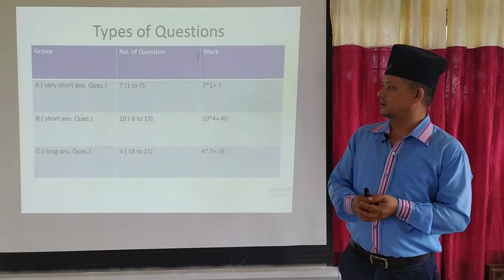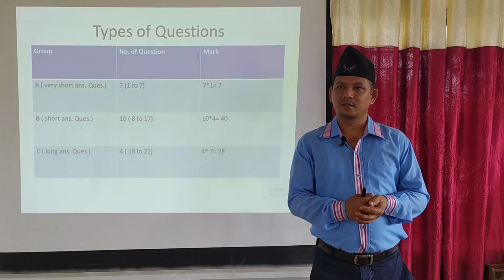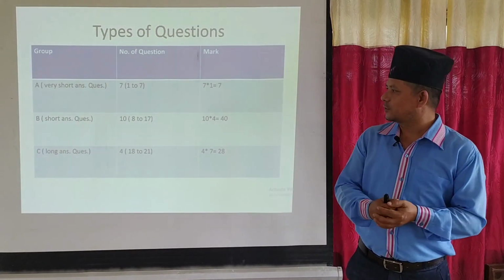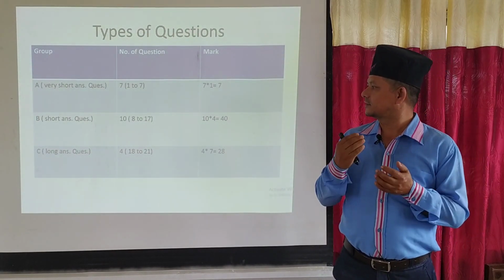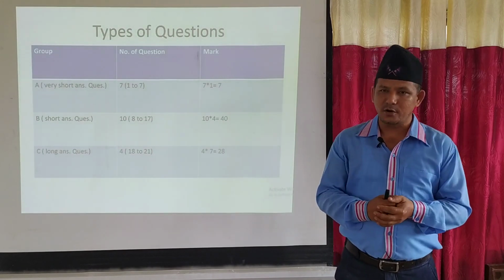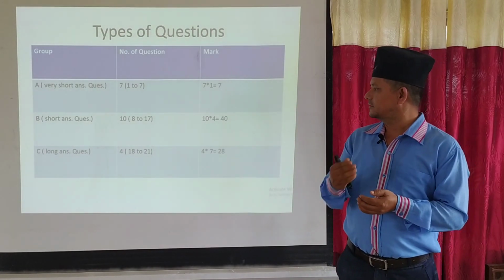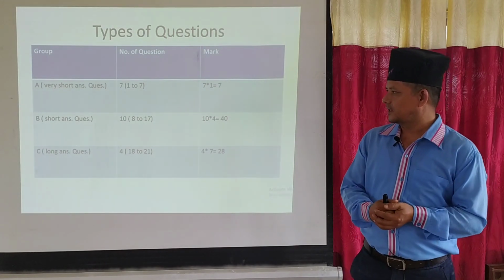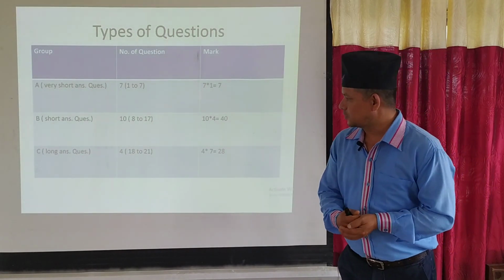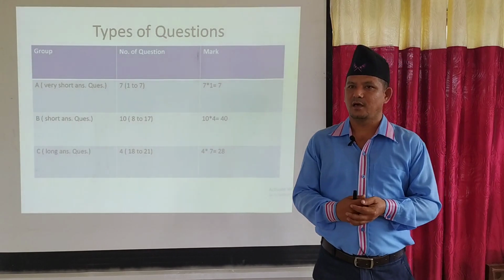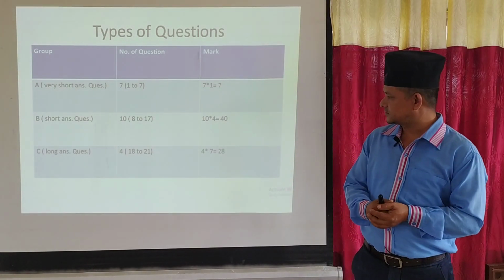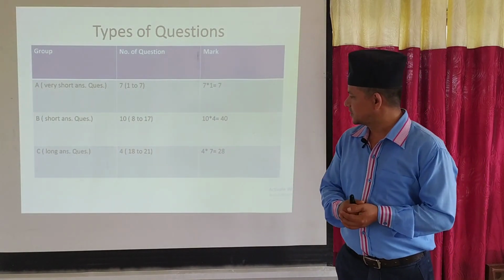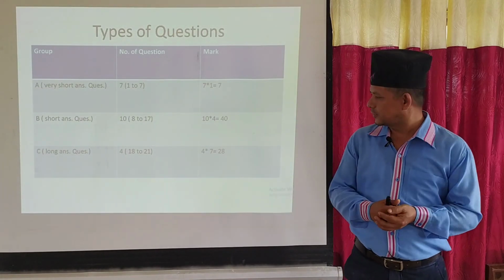In the same way, from group B, you have to face short questions. There will be 10 questions from this group, each rewarding you 4 marks, means 10 4s are 40. And from group C, you will have to face 4 questions, and they are the long questions, and each question bears 7 marks, means 28 marks.